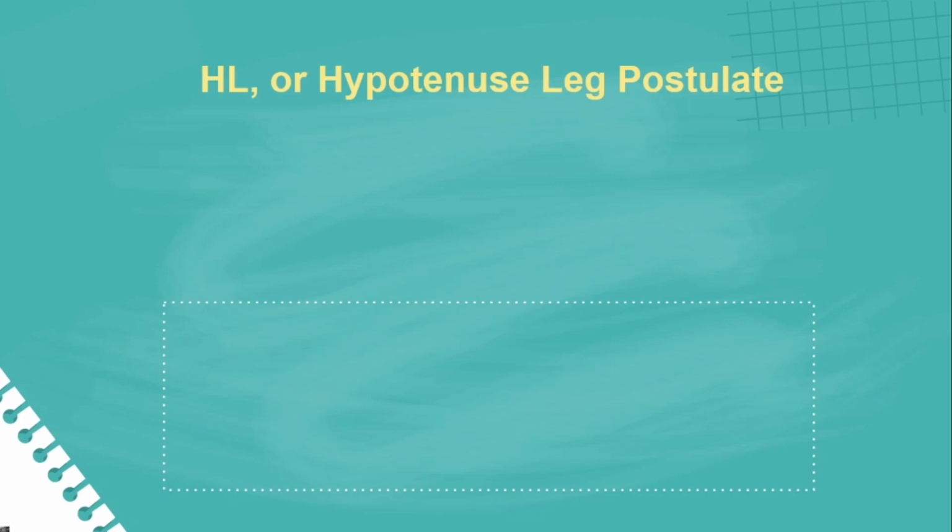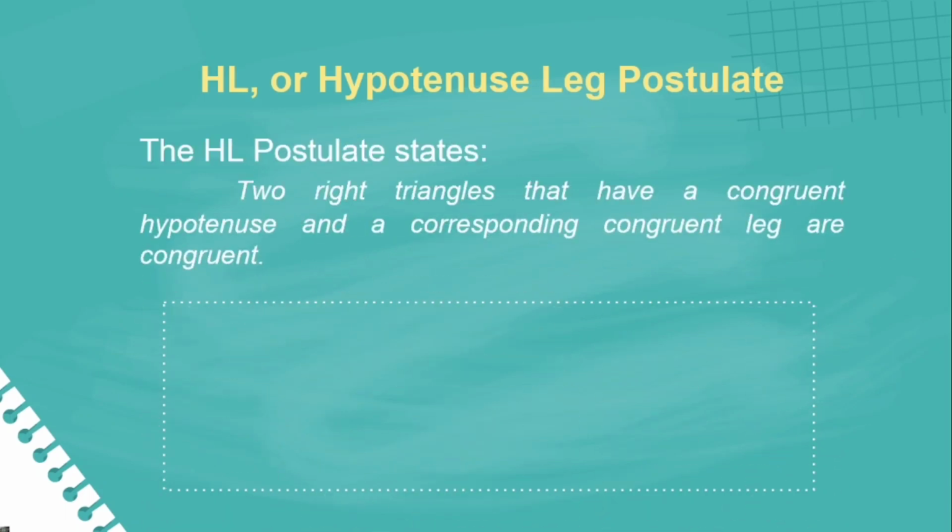Lastly, we have here HL or hypotenuse leg postulate. So exclusively for right triangles, the HL postulate tells us that two right triangles that have a congruent hypotenuse and a corresponding congruent leg are congruent.